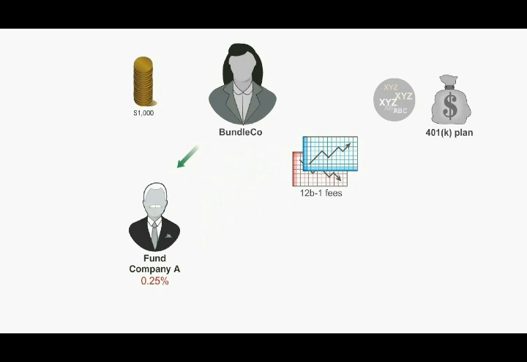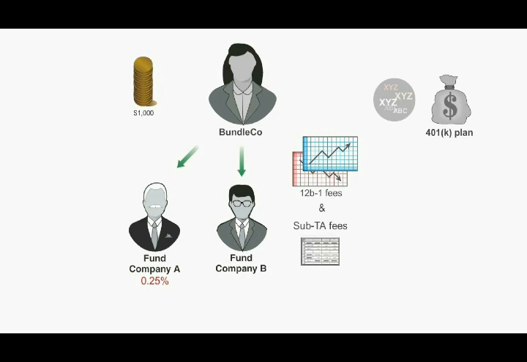BundleCo also offers Fund B. In addition to 12b-1 fees, Fund Company B also includes sub-transfer agent fees, also known as sub-TA fees, in their expense ratio. Sub-TA fees are used to reimburse BundleCo for performing record-keeping services BundleCo is performing for Fund Company B, but not for Fund Company A. Fund Company B agrees to pay BundleCo an annualized rate of 0.50% of plan assets.